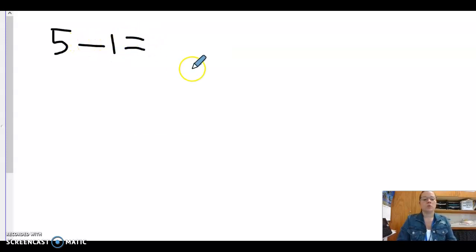Okay? Or if we have something such as 5 minus 1, when we're subtracting, we just count down. We just go 1 less. So 5 take away 1 is how many? 4. Remember, friends, it's totally okay to use those fingers, okay? That's why you got them.